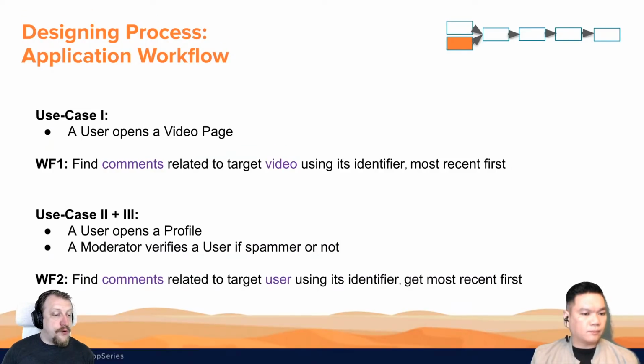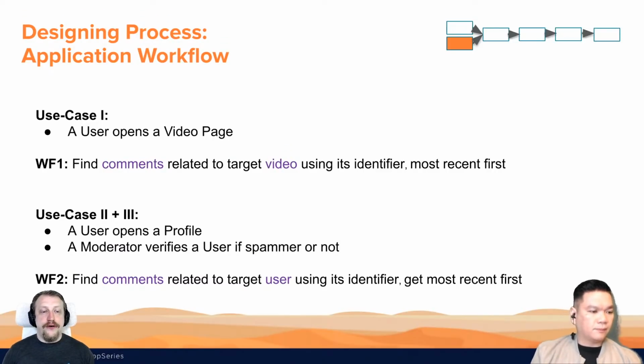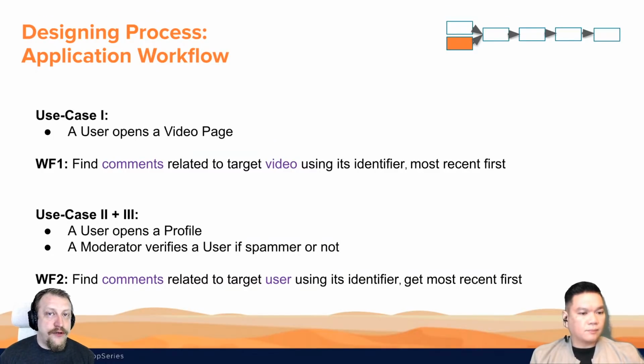So workflow 2 sounds like: find comments related to a target user using its identifier, get most recent first. Notice the difference. In the first workflow, we find comments for a video, given we have the video ID. In the second workflow, we need to load the comments given we have the user ID. In a relational database, it may be simpler, but don't forget we are designing a big data application working with any amount of users, so we need a bit different approach.